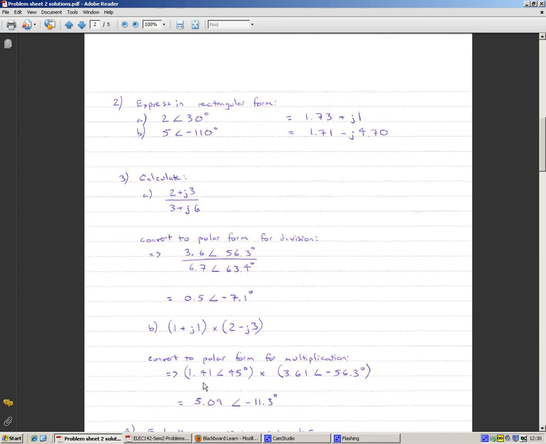So this time for the multiplication, all you need to do is multiply the 2 magnitudes. So 1.41 times 3.61 is 5.09. And for the angles, you just need to add them together for the multiplication. So for the division, you subtract them. For the multiplication, you just add them. So 45 degrees plus minus 56.3 gives us minus 11.3 degrees.